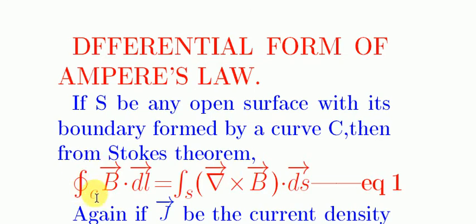say closed line integral B dot dl equal to open surface integral del cross B dot ds. This is equation 1. Here B is a vector, and here B is magnetic field, and from Stokes' theorem we can write this.